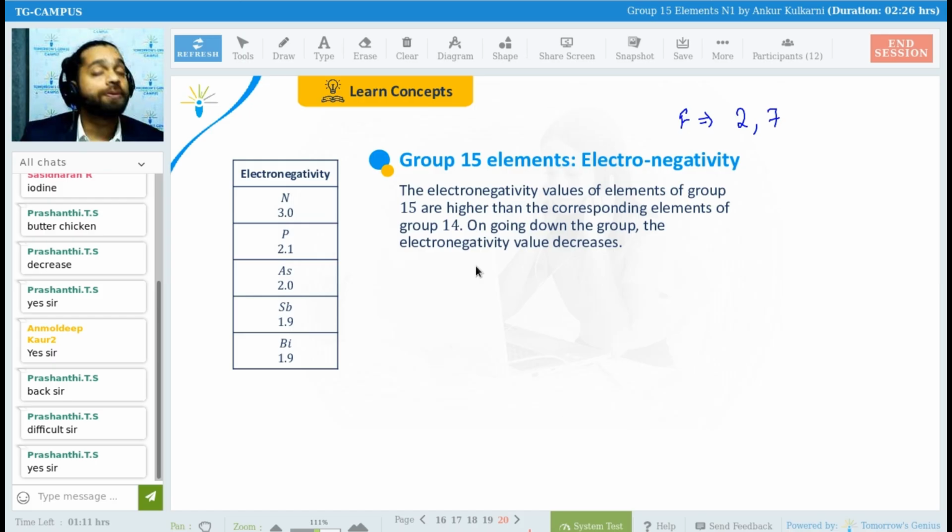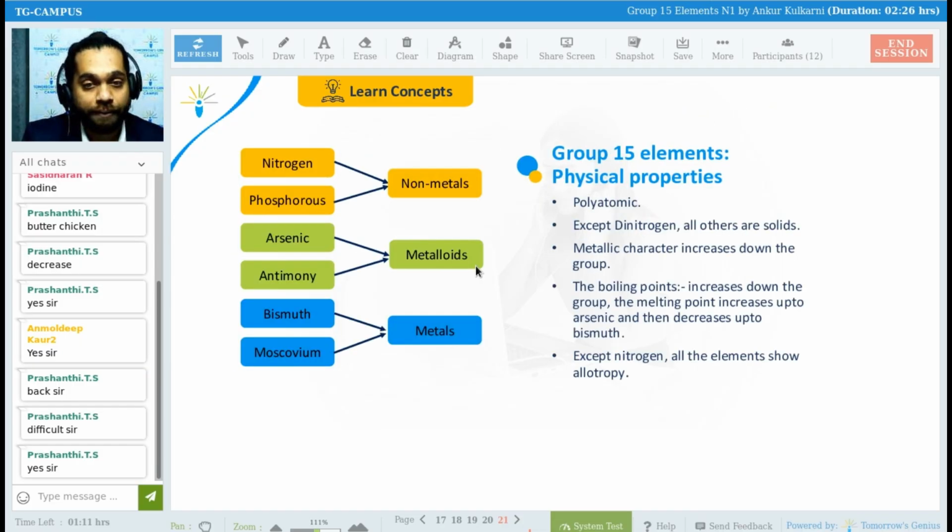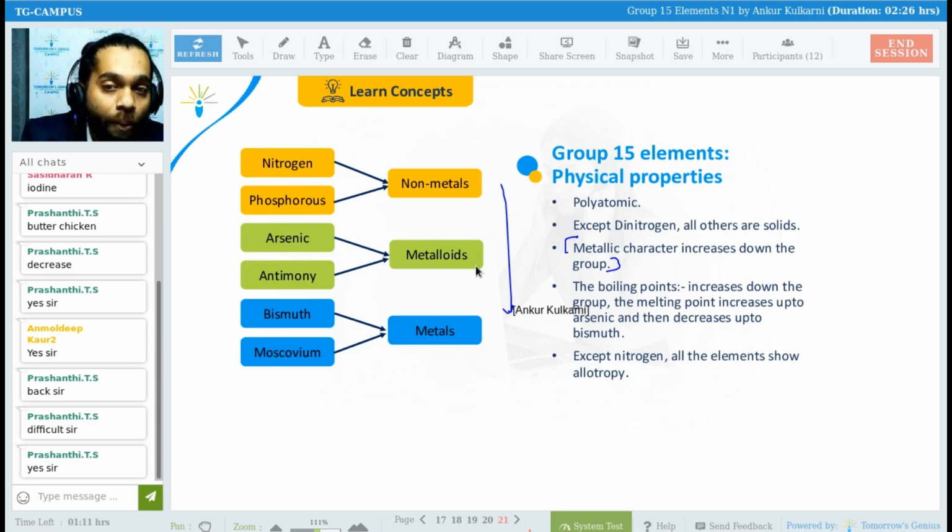So as you go down the group, due to the increase in size, the electronegativity decreases. So remember, down the group, electronegativity decreases. Now, look over here. We have metallic character increases down the group. These are mostly polyatomic.